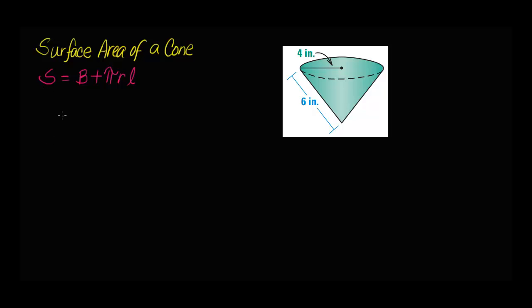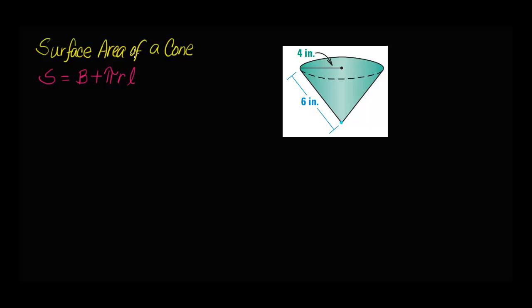For this video, we're going to talk about the surface area of a cone. Now, a cone is similar to a pyramid. It has a vertex right here at the point. It has a slant height, just like the pyramid, which is this height to the side of the cone, and it has a radius, and in this case the radius is 4 inches.